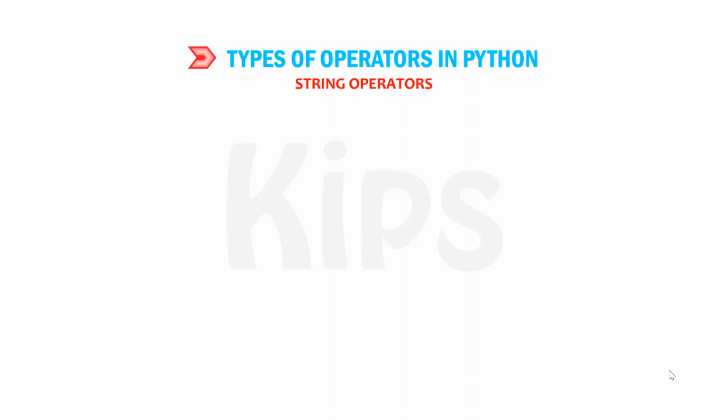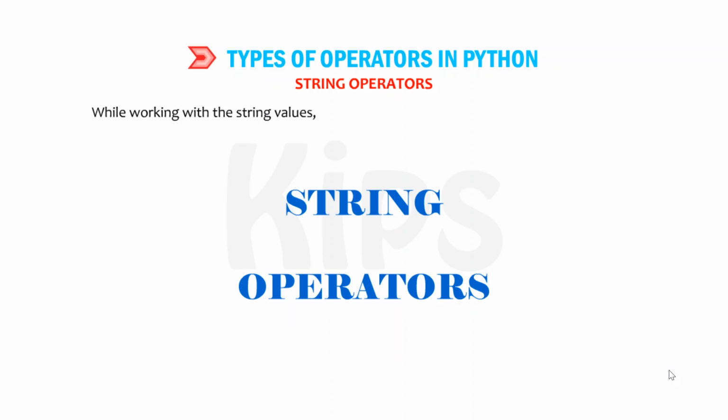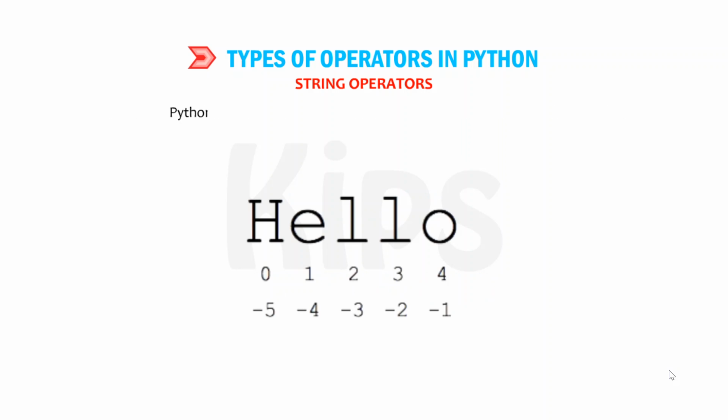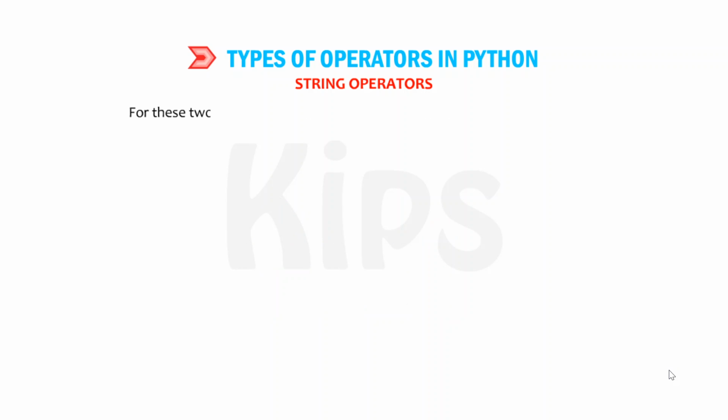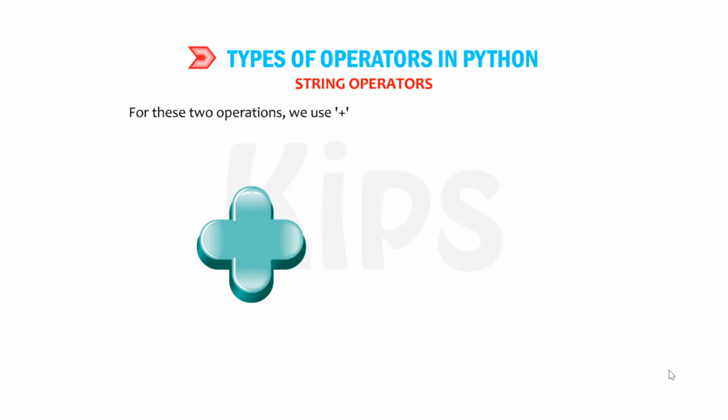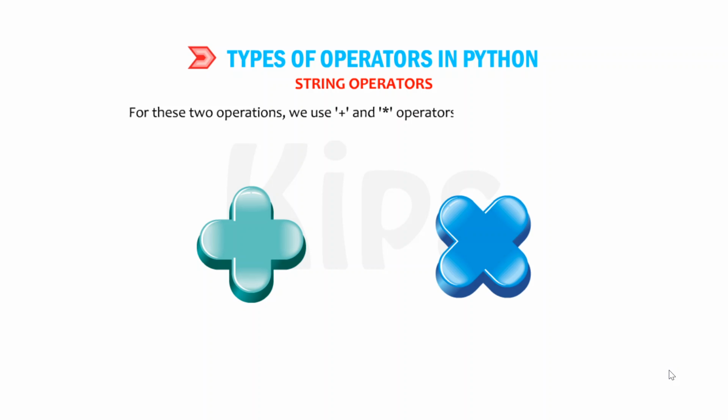String operators. While working with the string values, you may have to perform some operations on them. Python allows only two kinds of operations on string data types. We can either join two strings or replicate a string multiple times. For these two operations, we use plus and asterisk operators on strings respectively.